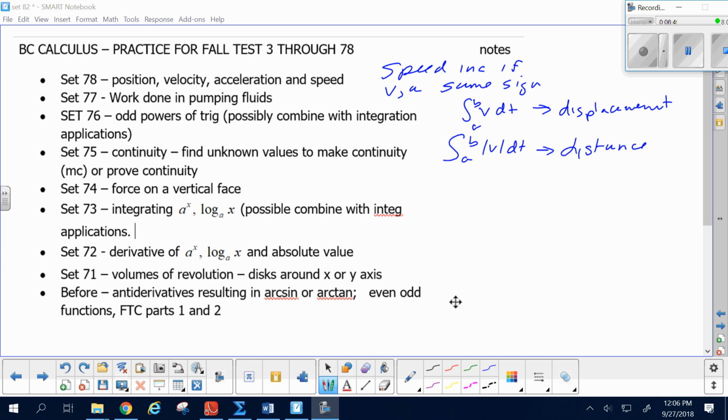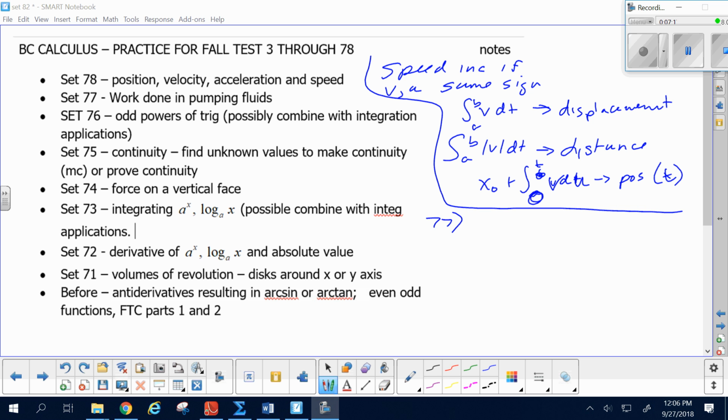But if you did something like this, that is position. Actually, let's call it t to 0 to u. That's bad. Sorry, that's position at time t. Okay. Work. Set 77.